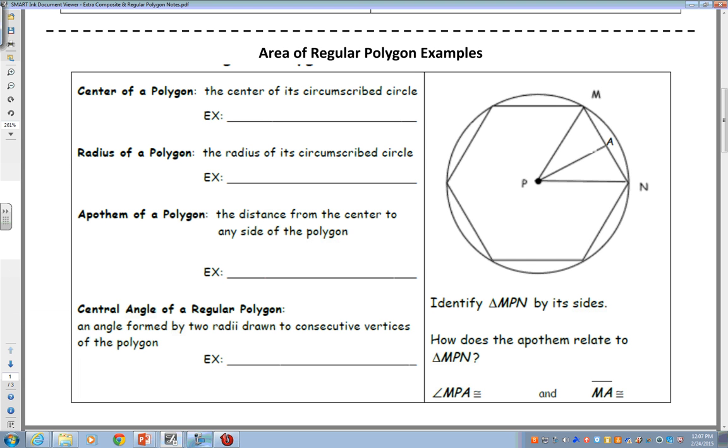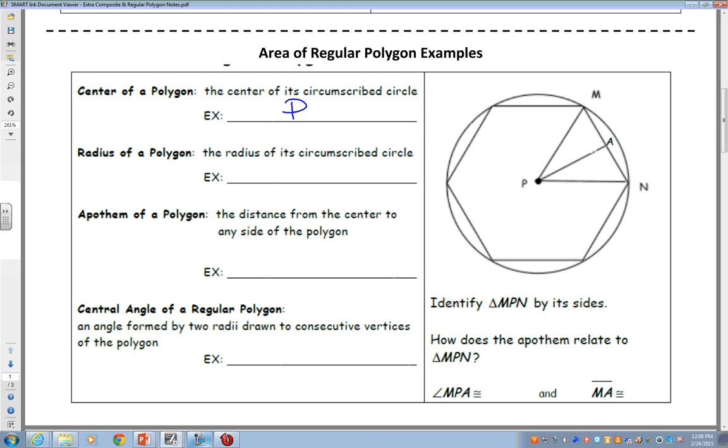Okay, so these are parts to a regular polygon that you're going to have to be able to identify or mark on your own if not given. We're going to use this picture to the right to give examples of the parts. The center of a polygon is the center of its circumscribed circle. So what's the center of the circle? P. So P is also the center of the polygon.